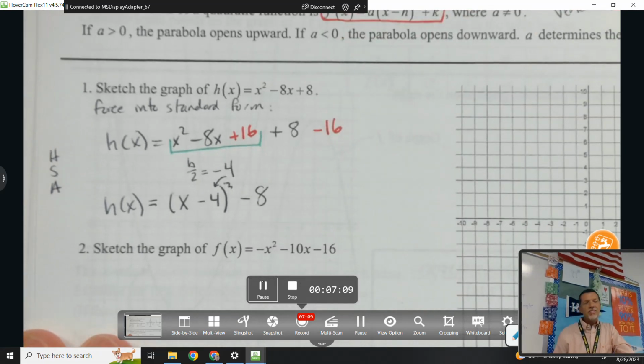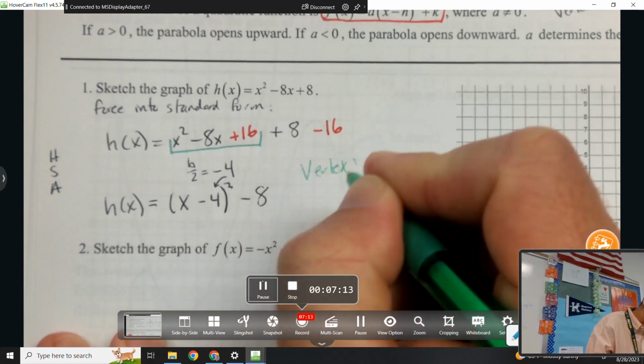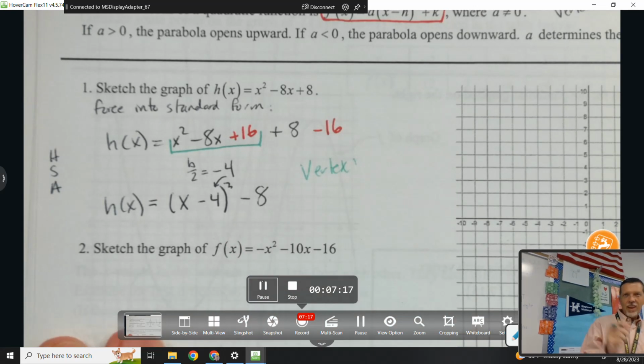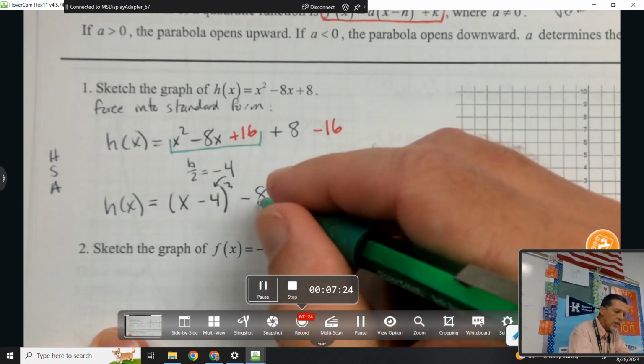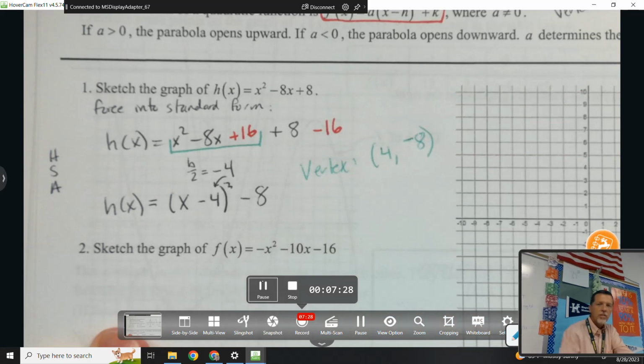And now it's in standard form. So it's real easy to get the vertex. Be careful. The sign thing is, that x stuff is always backwards, right? So if it's x minus 4, it's right 4. The minus 8 is down 8. So the vertex is at 4, negative 8.